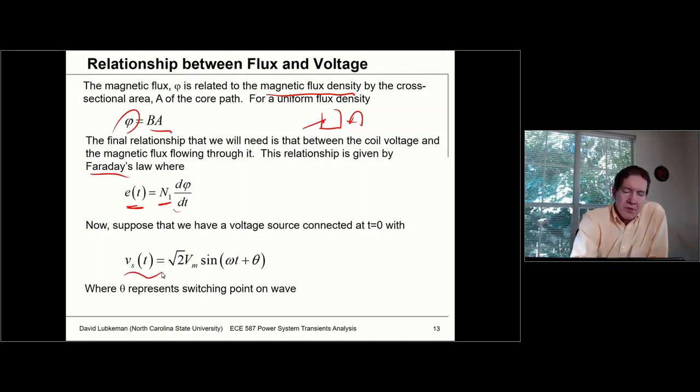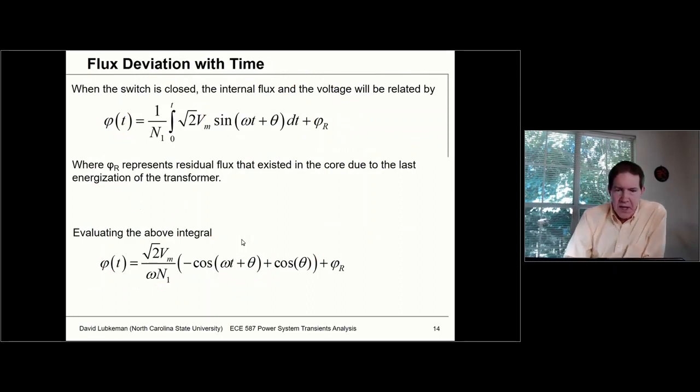The voltage source that's going to be energizing the circuit right here, let's suppose it has the form of square root of 2 times Vm times sine of omega t plus theta, where theta represents the point on wave. If the switching occurs at time equals 0, then I can work with different initial values of voltage by changing this point on wave relationship, by changing that angle. So by Faraday's law, we can relate this voltage to this internal flux flow.